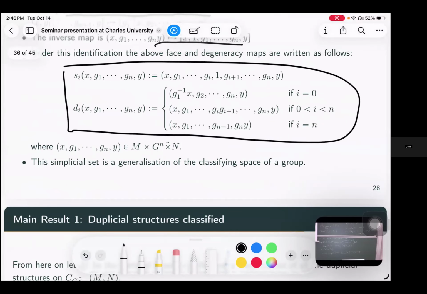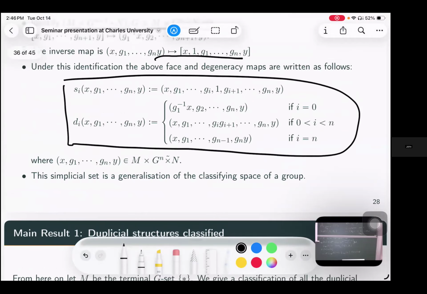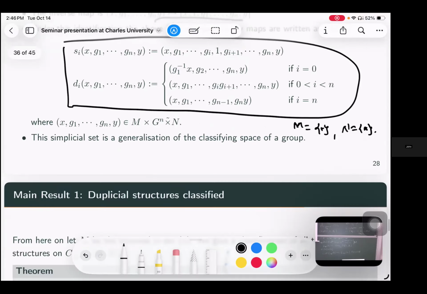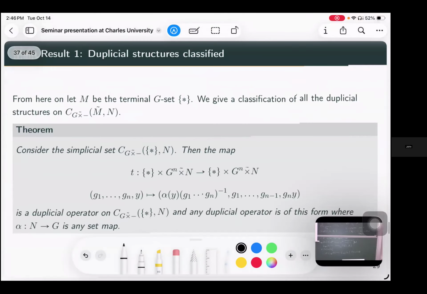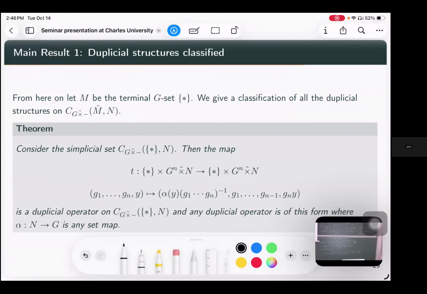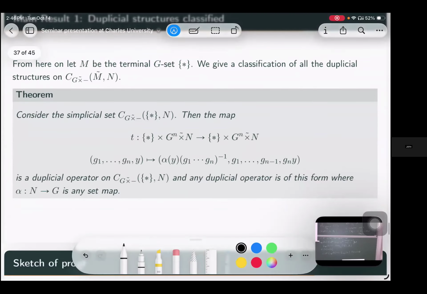So as you can see, this gives me a generalization of the classifying space of a group, or let's say of the nerve of a group. With the nerve, we have the M and the N being the 1-point set. So when M is this, you have N to be that. This would give me the nerve of a group. So the next thing is that we classify all the differential structures on this simplicial set.